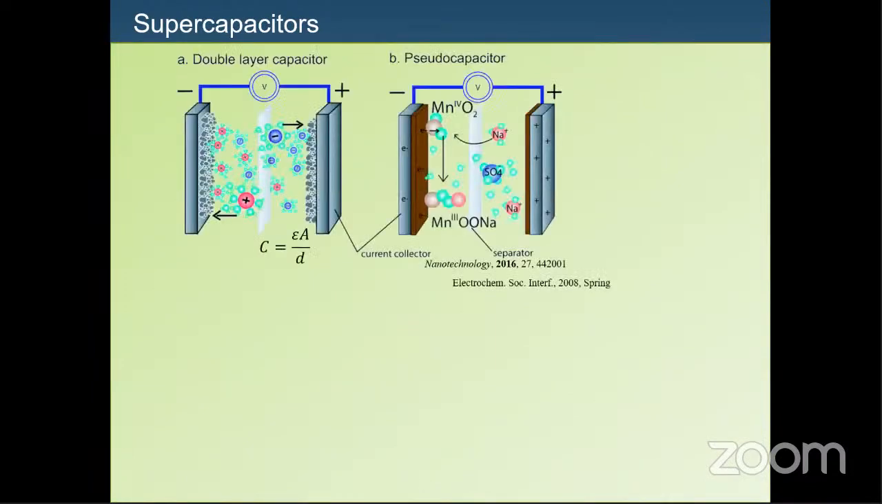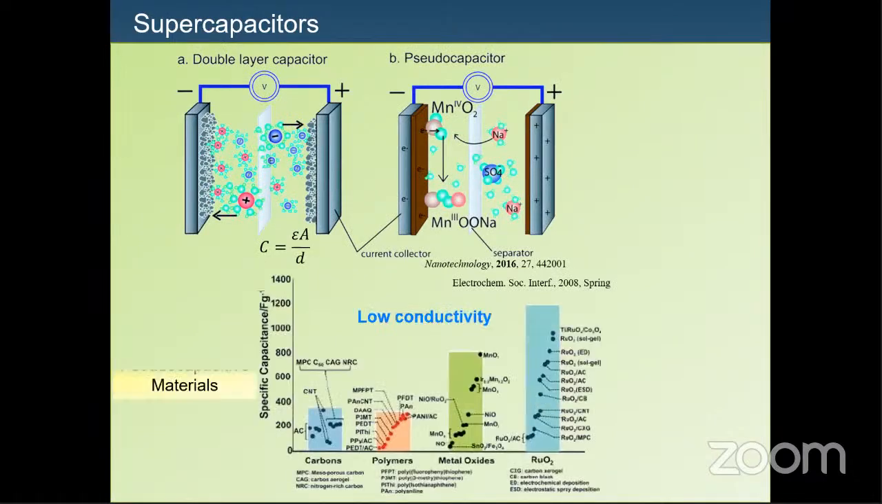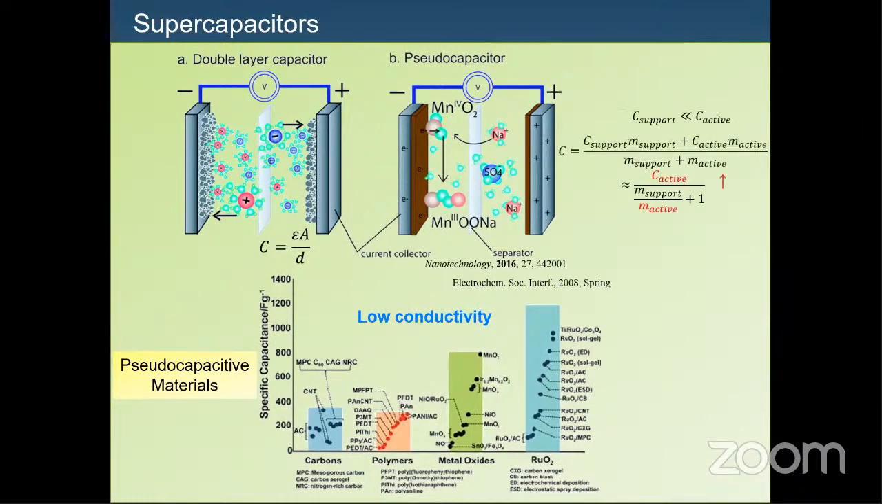Comparing the two types of supercapacitors, the pseudocapacitor stores much higher energy than the double-layer capacitor. However, pseudocapacitive materials are extremely low in conductivity, hence they need to be loaded onto a conductive support. In order to obtain a high capacitance based on the total mass, we need to reduce the mass of the electrode support and enhance the loading of active materials. Thus, we need to develop an electrode support that is highly conductive, lightweight, and provides large surface area.